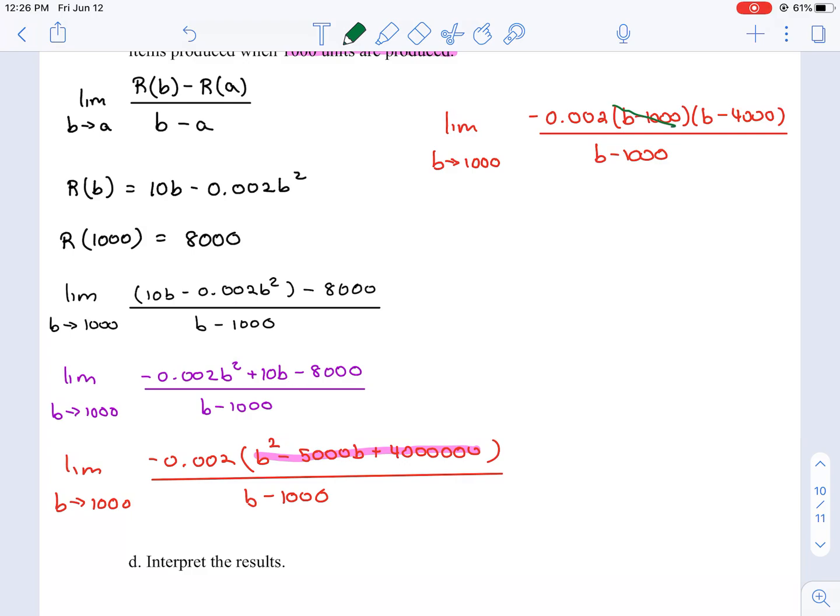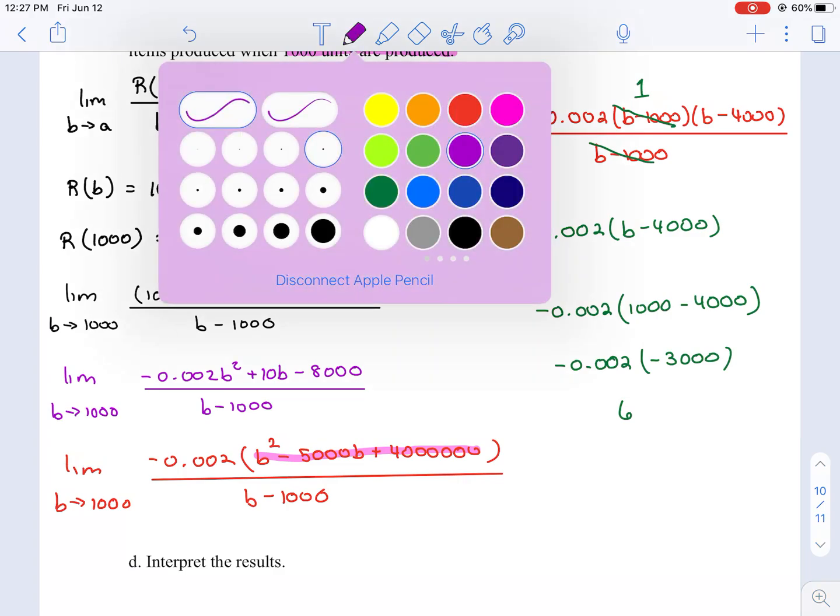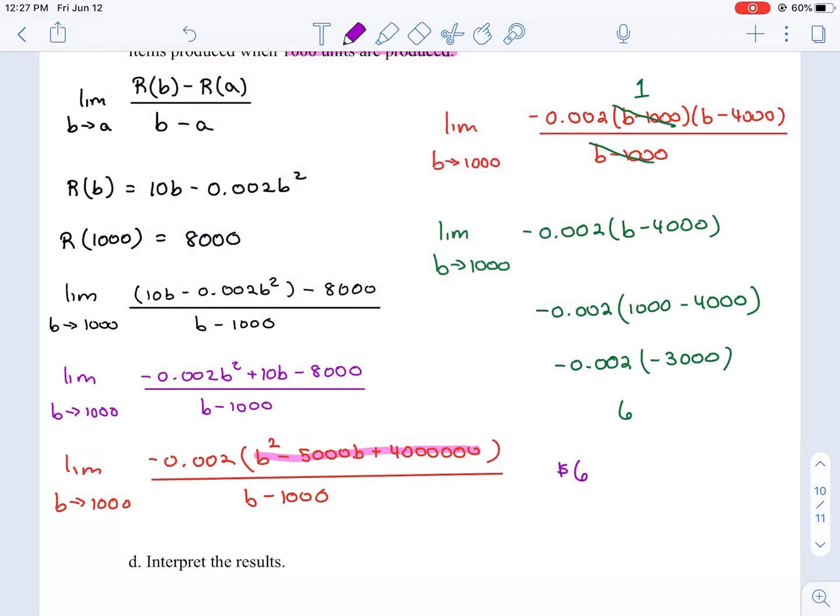And you'll notice that there's a b - 1,000 in the numerator and a b - 1,000 in the denominator, and they divide to give you 1. So this is the limit as b approaches 1,000 of negative 0.002 (b - 4,000). And substituting 1,000 in for b, that is negative 0.002 times negative 3,000, which happens to be 6. And since the revenue is in thousands, this happens to be 6,000.